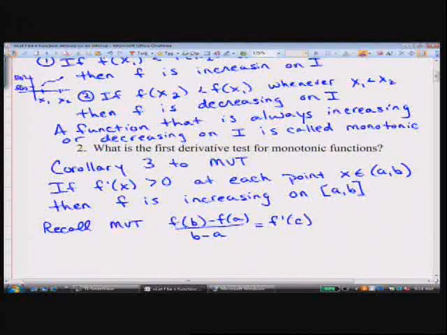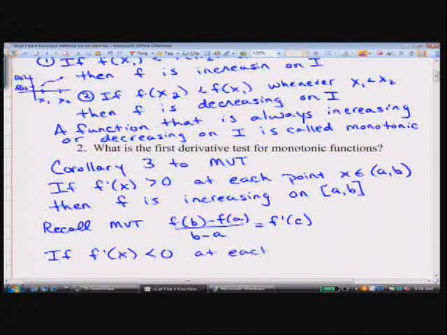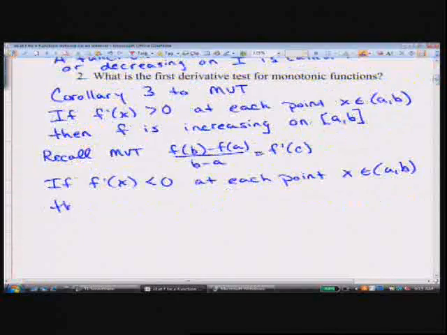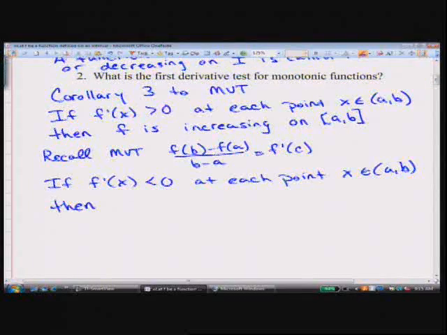Okay? All right. Now, if f prime of x is less than 0 at each point x in AB, then f is decreasing on the interval from A to B.